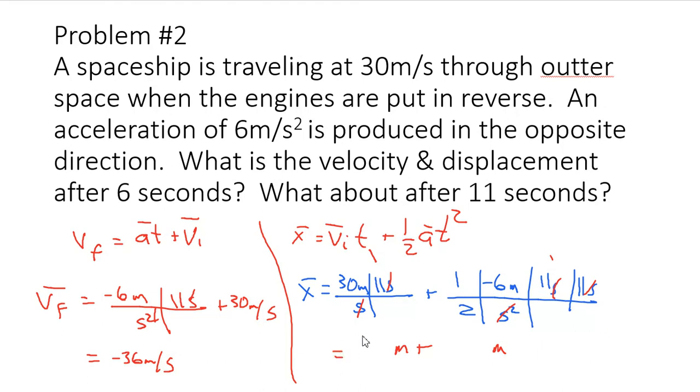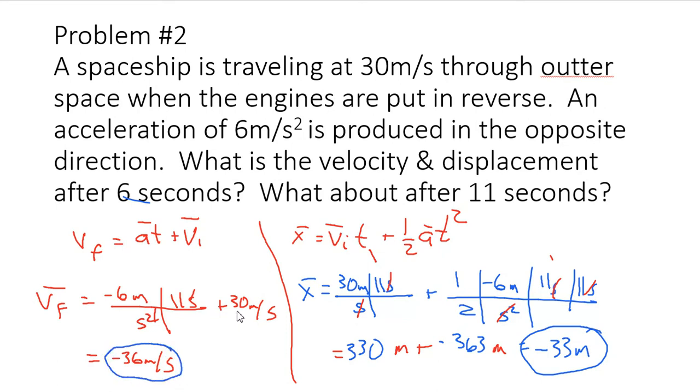All right, so 30 times 11 is 330 meters, and then it is 1/2 times 6 times 11 times 11. It's a -6, so it's a negative 363 meters. So that works out to be a negative 33 meters. So there's my answers after 11 seconds.